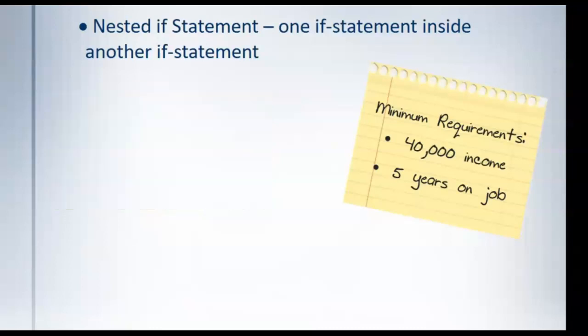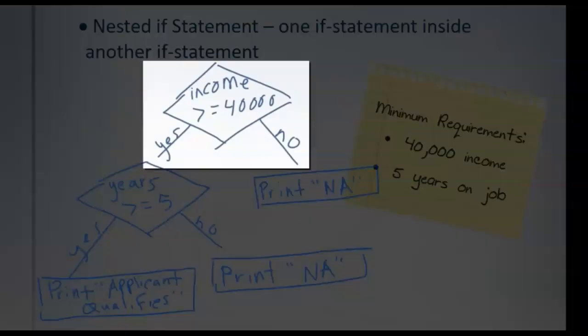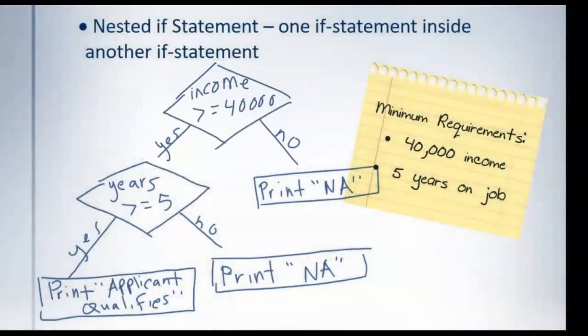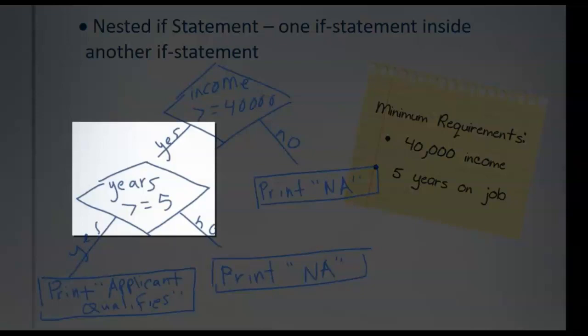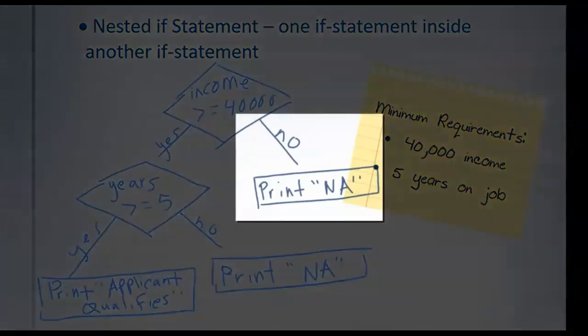Okay, so we can represent this in a flowchart. At the top of the flowchart would be the decision whether income is greater than or equal to $40,000. The answer to that question could be either yes or no. If the answer is yes, then we want to check whether the number of years this individual's been on the job is greater than or equal to 5. If the answer is no, then we should just print NA. They don't qualify for the loan.